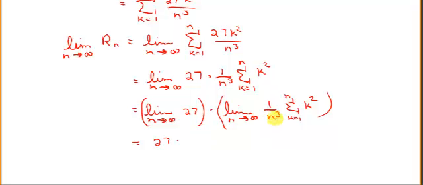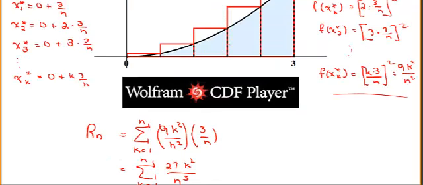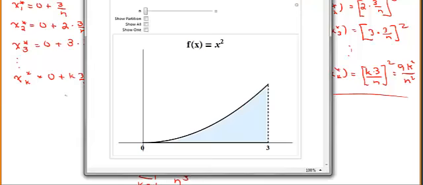This one is one of those special limits. This one turned out to be 1/3. And so this would be 27 over 3. It'll be 9. So there are 9 square units under this curve. Let's see if I have the figure. So there are 9 square units of area underneath that curve there.